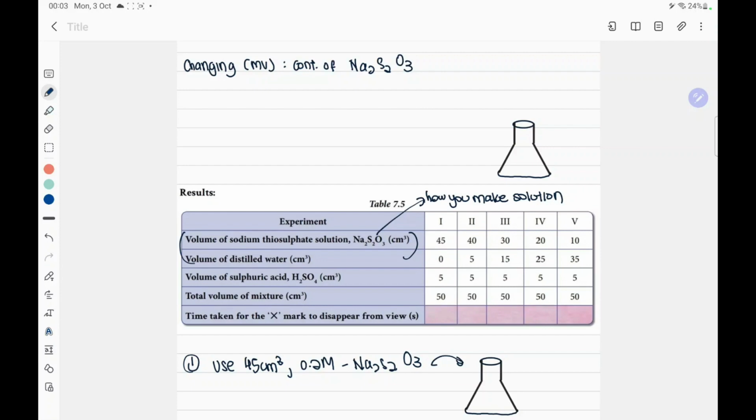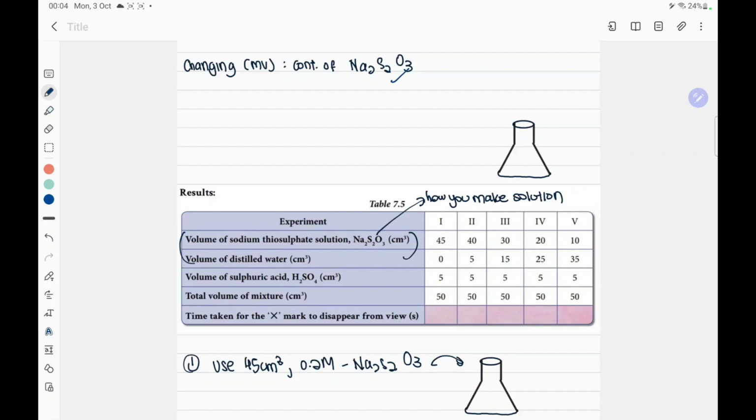As we know from the experiment from the previous page, the changing or manipulated variable is the concentration of this sodium thiosulfate solution. But that means you need to have a lot of concentrations for this sodium thiosulfate solution, and it doesn't make sense, right? You need to have like 10 different concentrations.